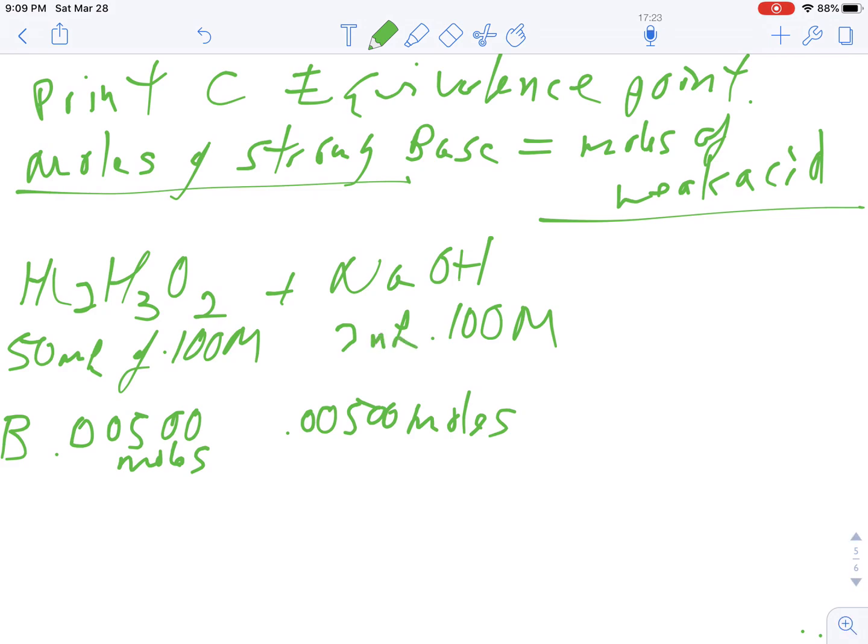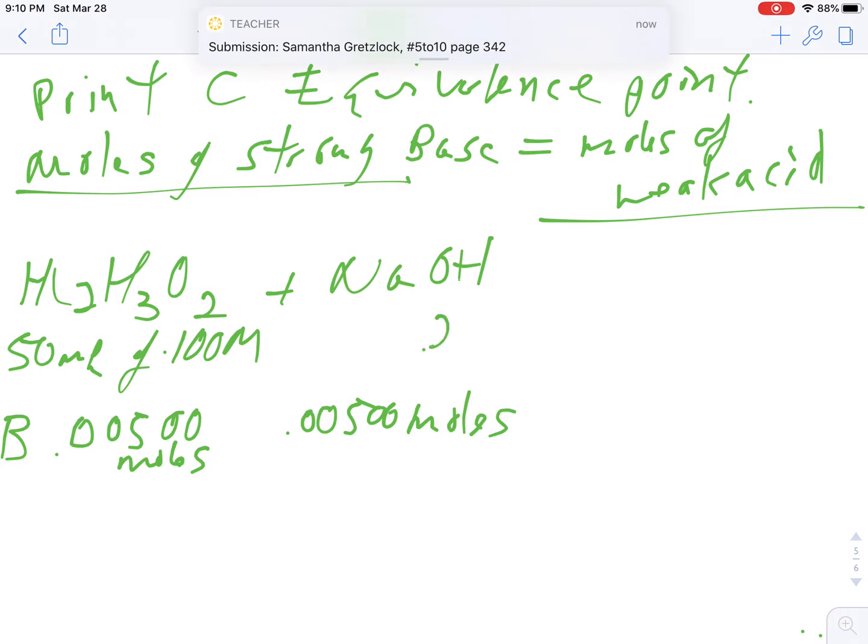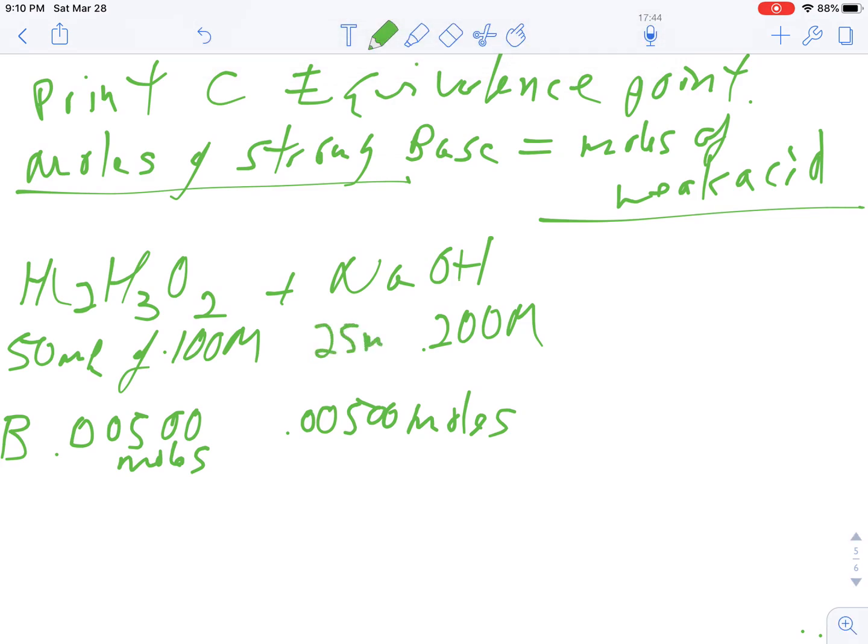Because how many milliliters would I need to give me that? Well, I would need 50. But you don't have to have the same concentration. If we made the problem trickier, we could say, well, what if we had a 0.2 molar solution of base? Well, then how many milliliters would you need? You would only need 25 mils, right?